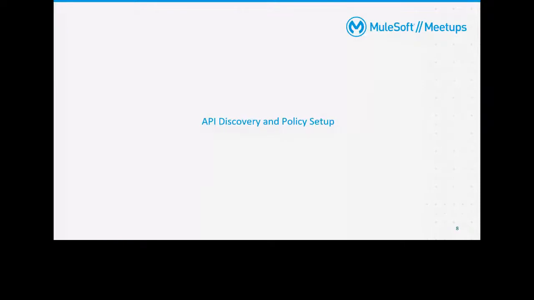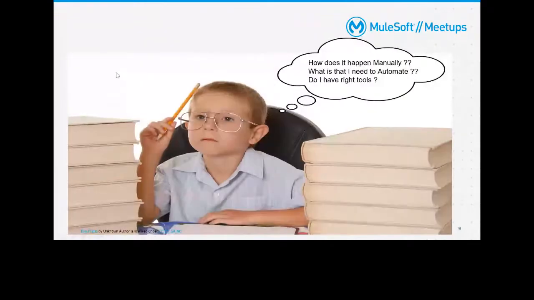So now we know what all things we need to automate, right? The first two questions: how does it happen manually? Now we know that. What do I need to automate? I also told you that you need to automate the runtime, you need to automate the deployment, and you also need to automate the API Manager part of managing the instance. And now the next question is, do I have the right tools?